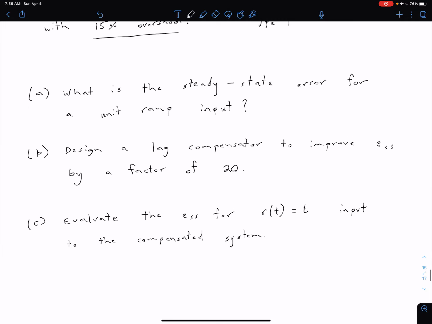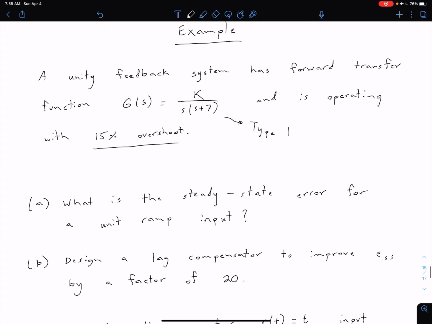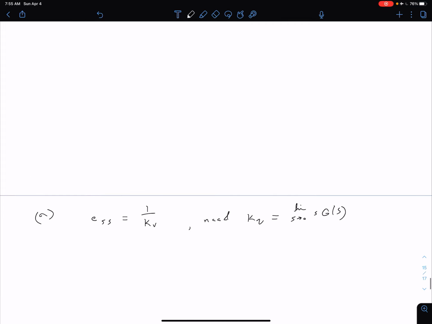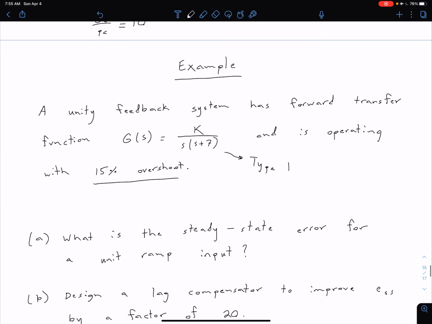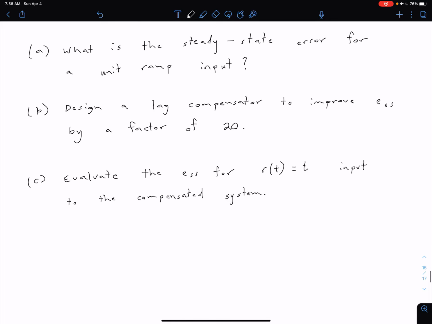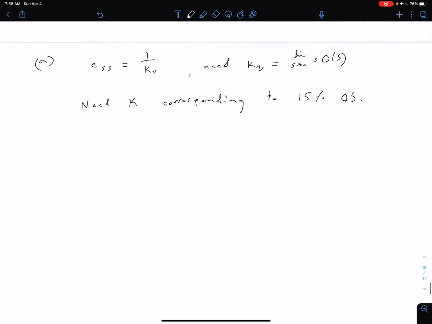However, if we come back up here to our G(s), we notice that we need to know that gain value K. So we need our gain that corresponds to that 15% overshoot. Okay, so now we're going to go back to equations we had from our transient response chapter. We notice we have a second order system because we have the s squared in the denominator, so it's appropriate to use these equations.